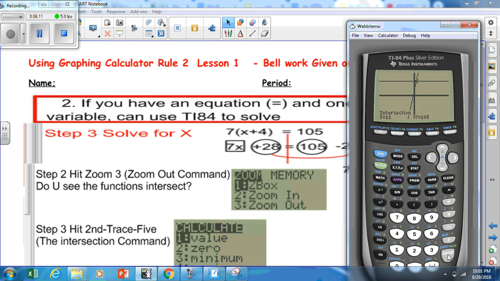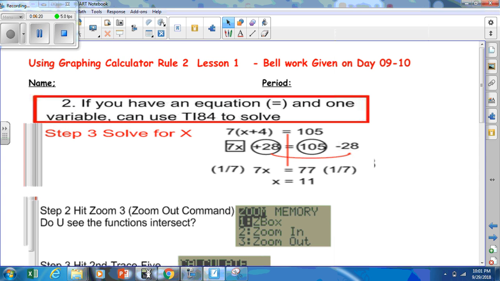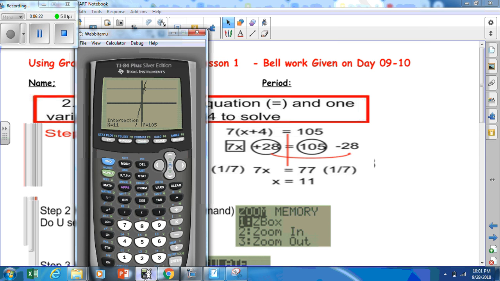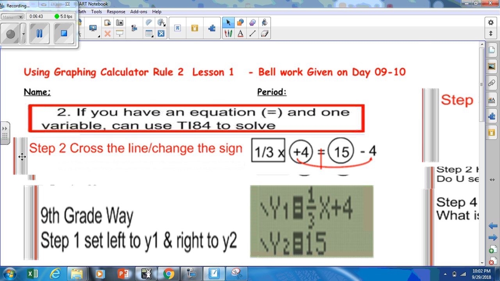Okay, let's move on to our next example. In our next example, well, we got some fractions. Sometimes, students, you don't really like fractions so much, but it's still no problem when you use your graphing calculator the traditional way. Step 1, do your box and circle method. That's going to give you something that looks like this. All right, step 2, we cross the line and change the sign. So we're now going to combine 15 with negative 4.